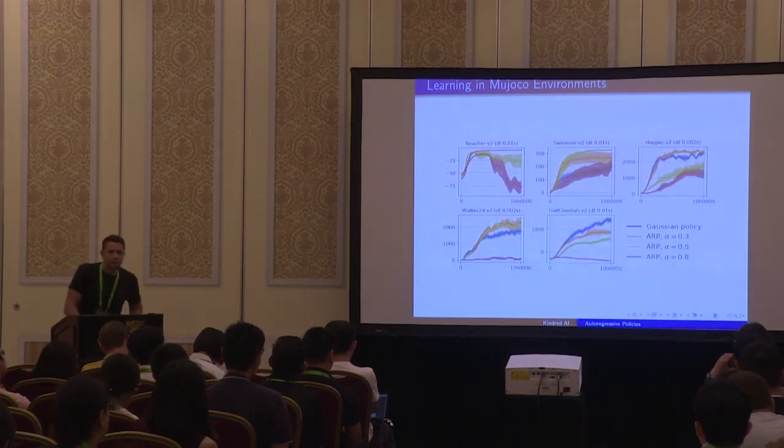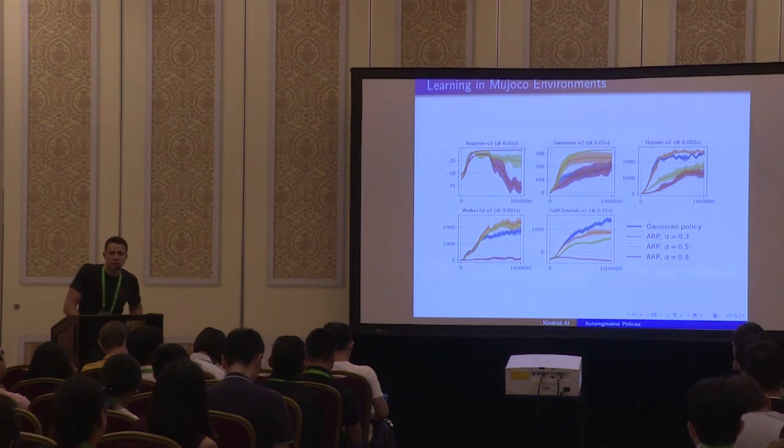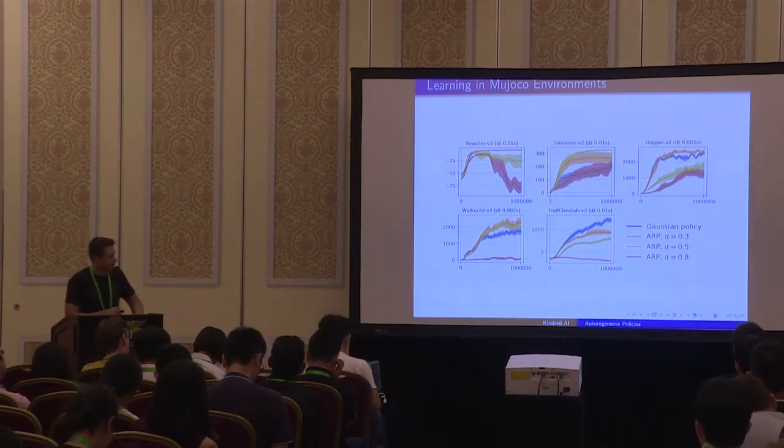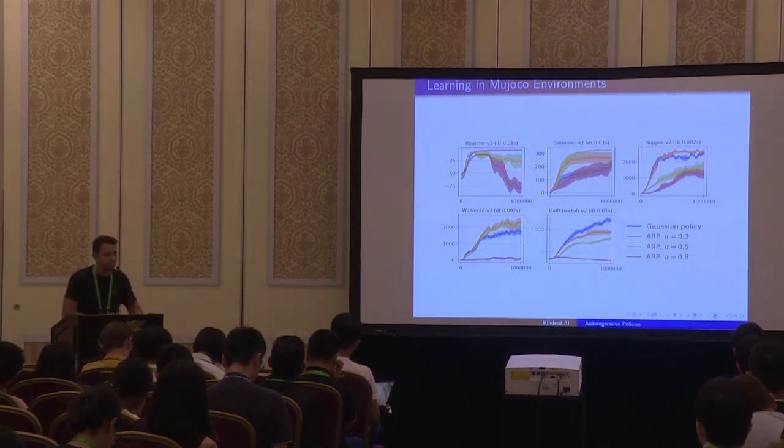Next, we conducted a series of experiments on standard MuJoCo tasks. All of these tasks have dense reward, which basically means that it's not immediately obvious that a temporally consistent exploration is necessary here. And yet we found that autoregressive policies performed on par with the Gaussian policy in all cases, and in some cases they outperformed Gaussian policy substantially. For example, in a swimmer environment, autoregressive policies perform much better than Gaussian policy.